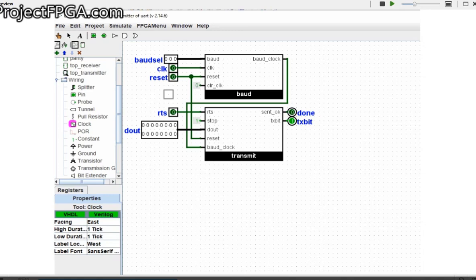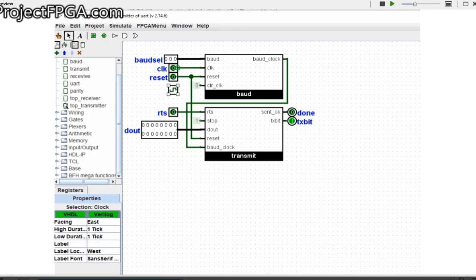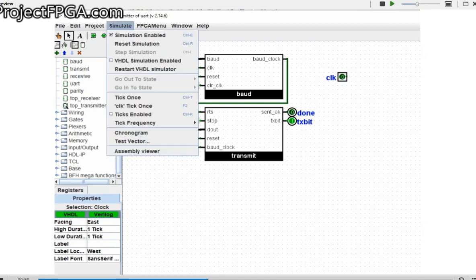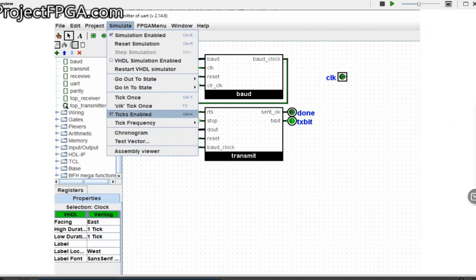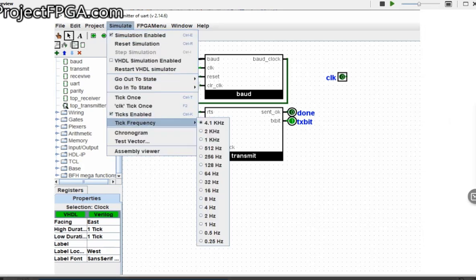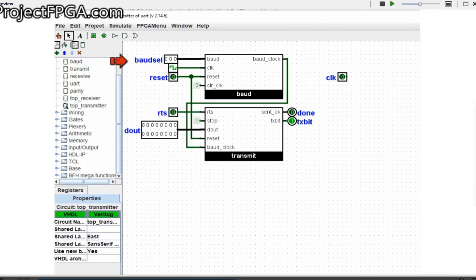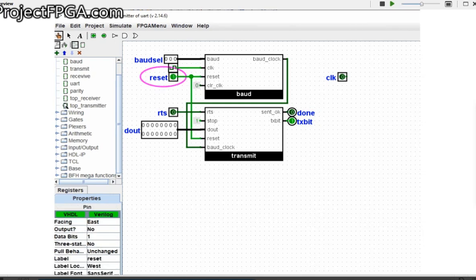Now for the simulation, I'll start by attaching the free running clock. Then I will enable the clock to run. Then the baud select signal will be set to 0, which is the fastest baud rate. The baud clock is now clocking the baud generator. So the baud generator output, which is the baud clock, will now be clocking the transmitter.